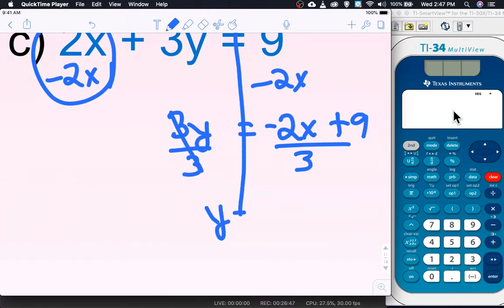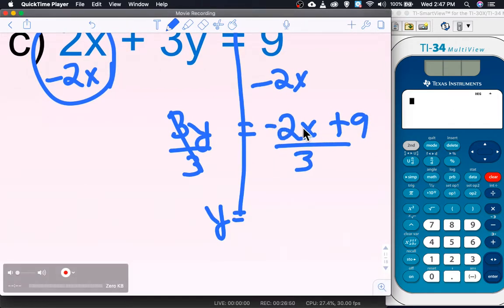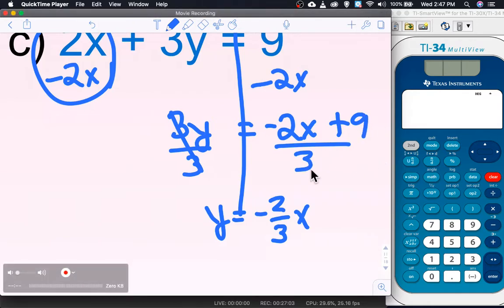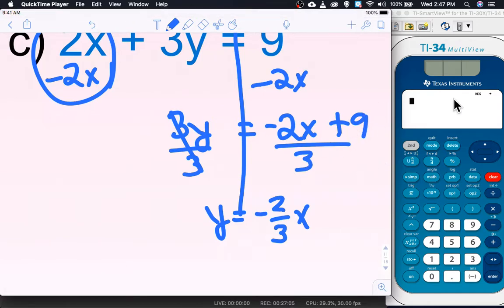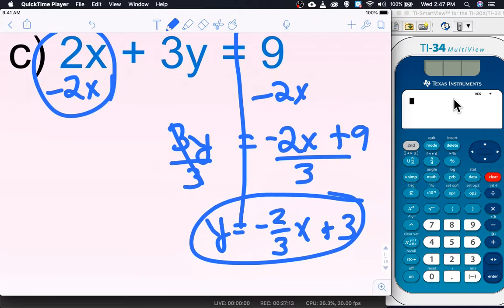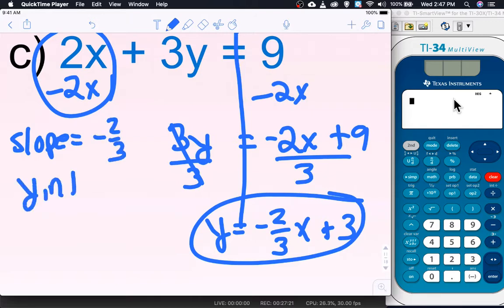And we have y equals negative 2/3 x, or negative 2/3x. That, as a fraction, does not simplify, so I just bring down negative 2/3x. 9 divided by 3 does simplify and does divide to a nice pretty number, so I'm just going to bring down that positive 3. Now my slope is negative 2/3. The y-intercept is positive 3.